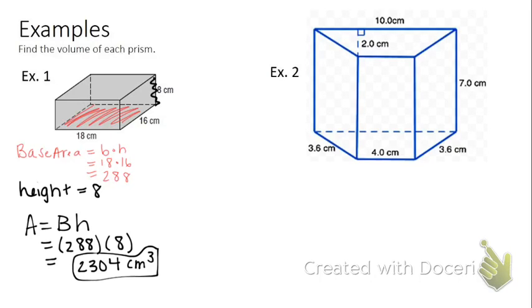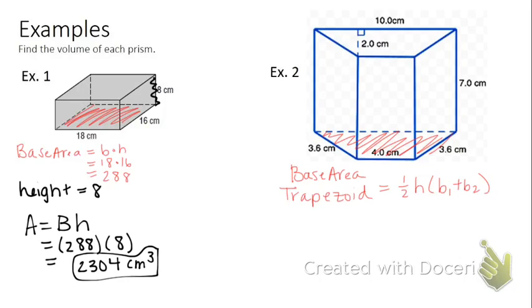All right. What is our base on this side? What is the shape here? The bottom one? It is a trapezoid. So we will be using the fact that this is a trapezoid for our base area. And to find the area of a trapezoid, we do 1/2 height times base 1 plus base 2.